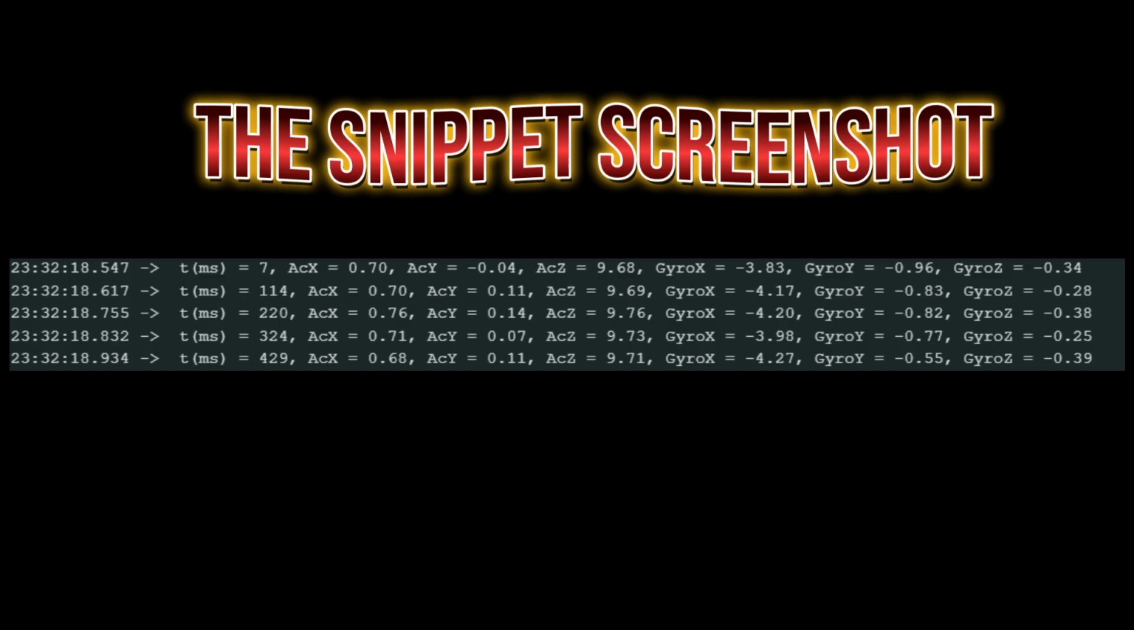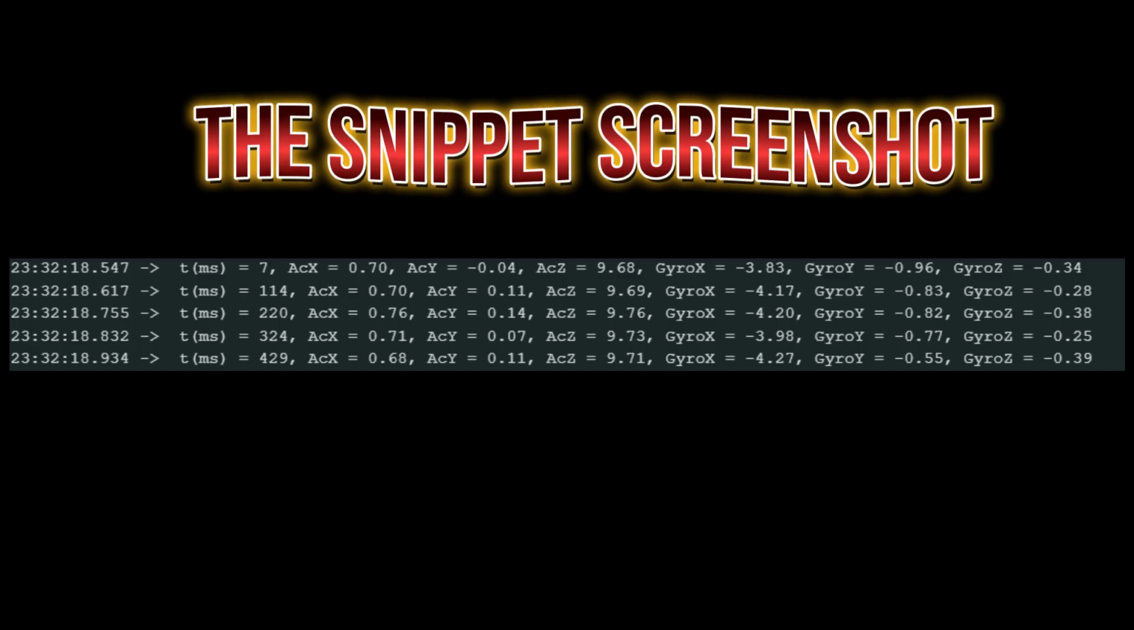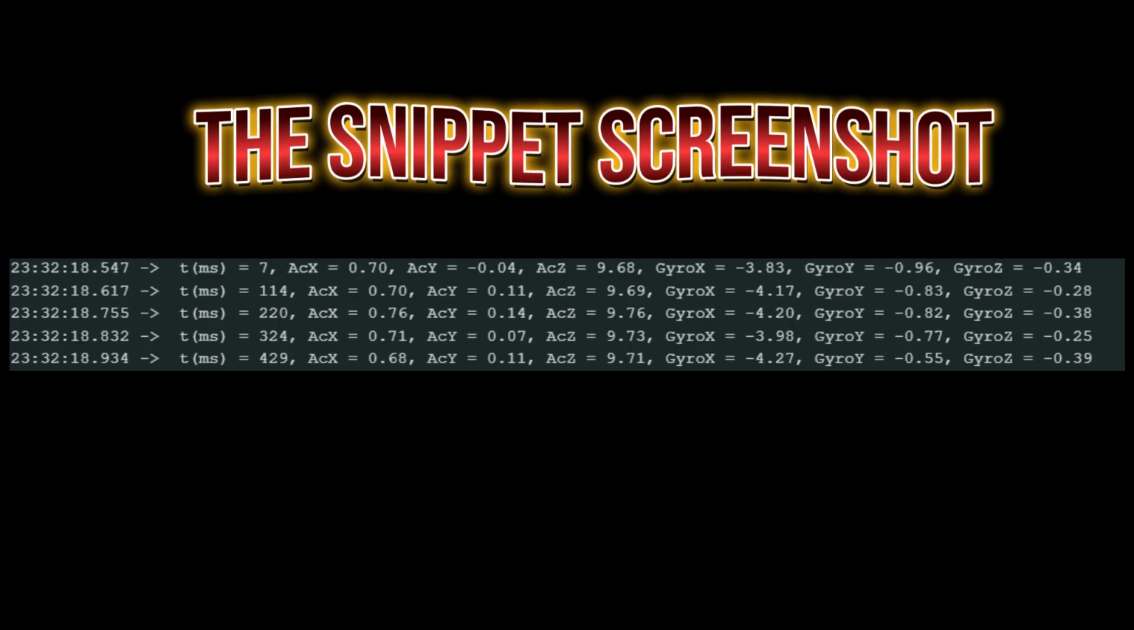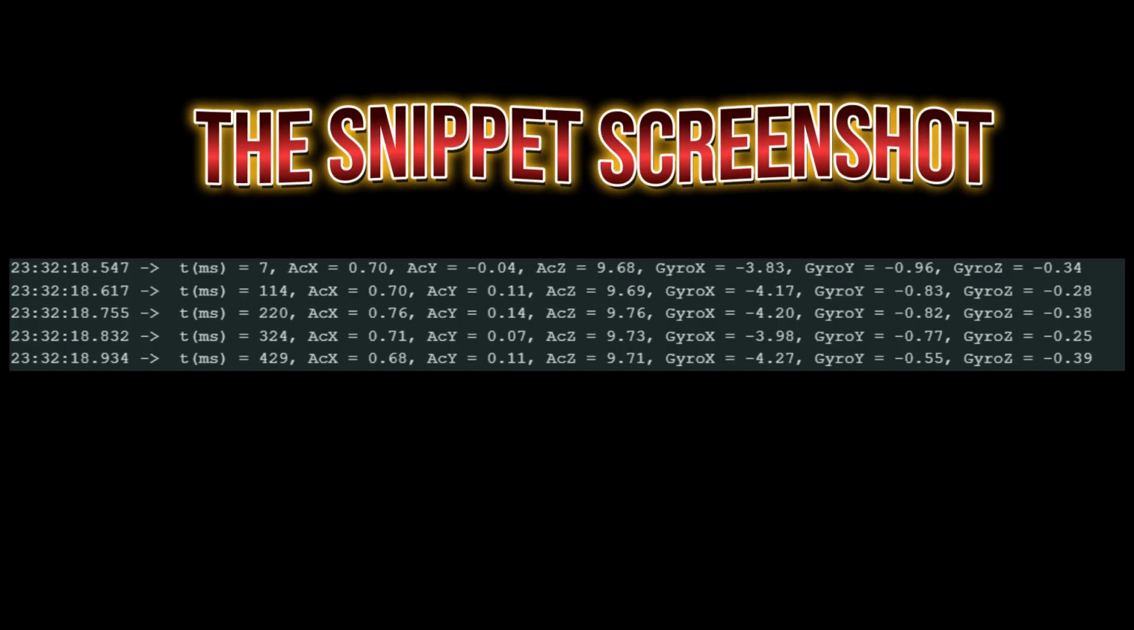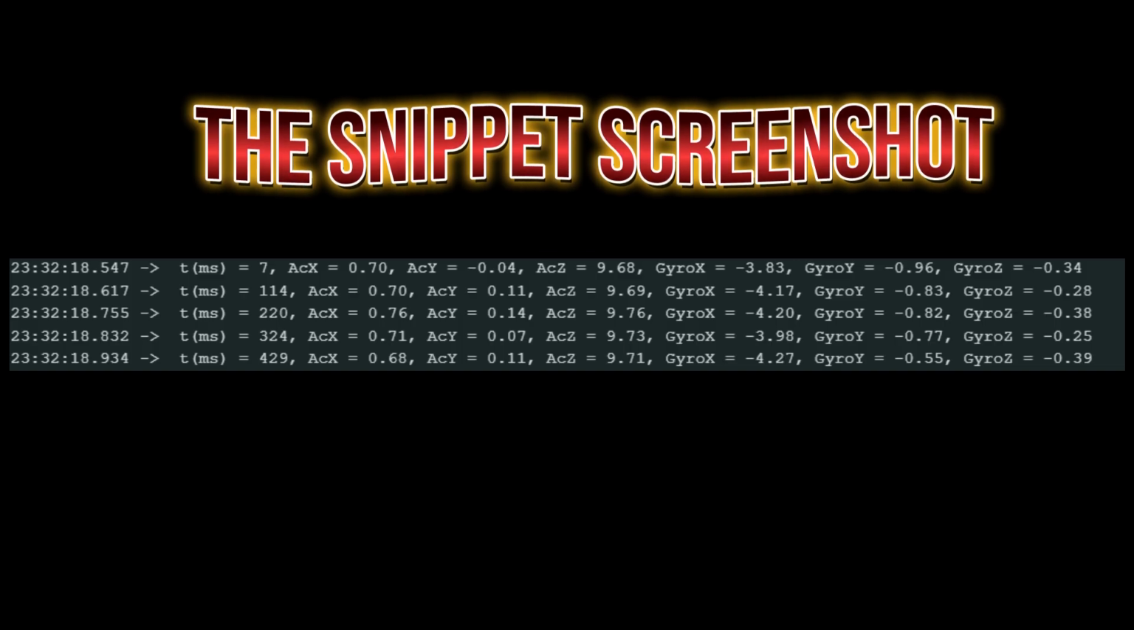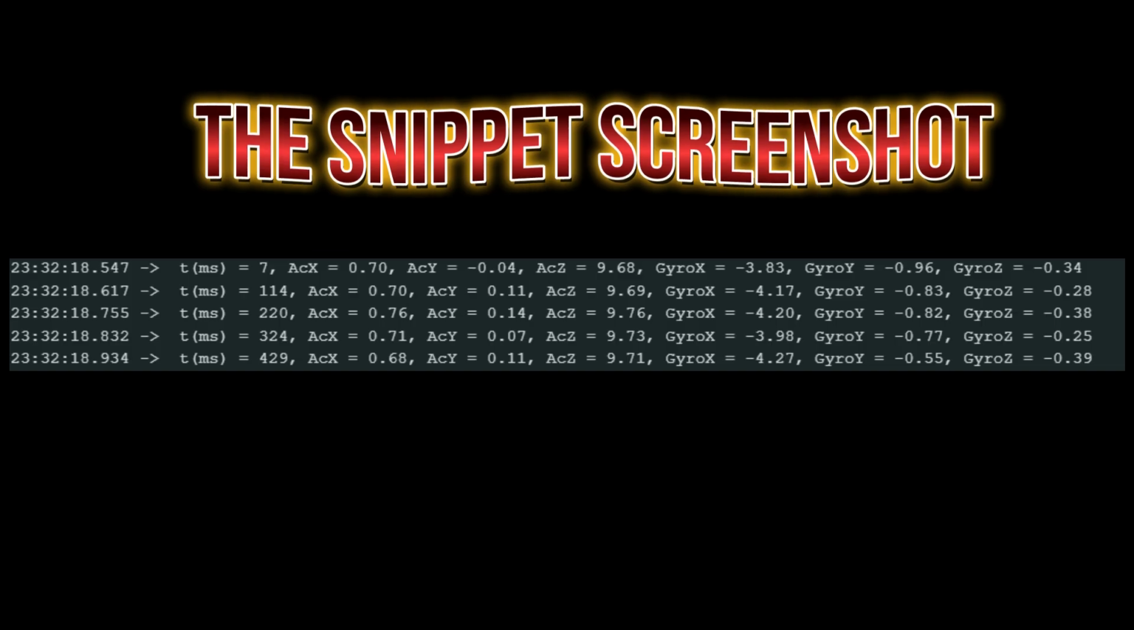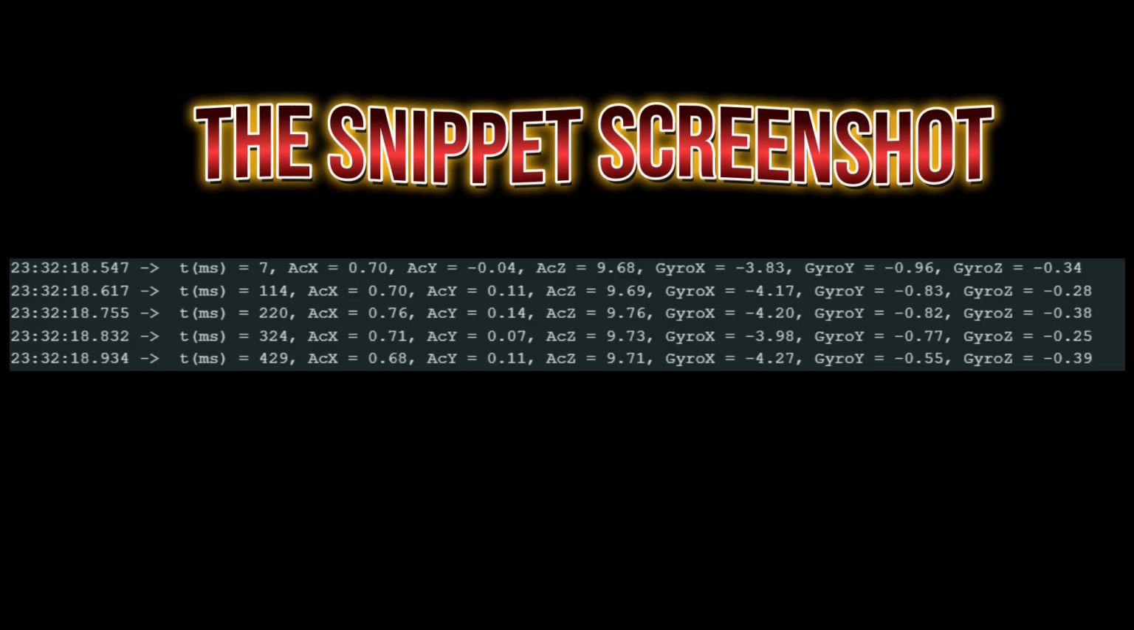Overall, this raw data confirms the sensor is functioning correctly. It accurately detects gravity on the Z axis, shows minimal tilt on X and Y, and registers small rotational noise when stationary. And this dataset will be compared with the Simulink simulation result in Part C later.